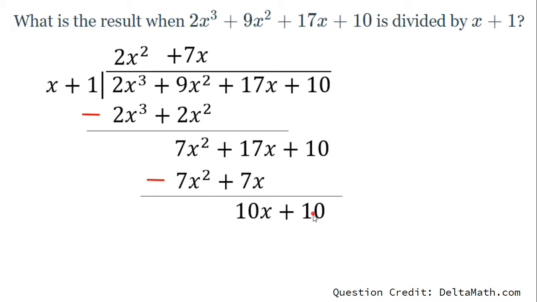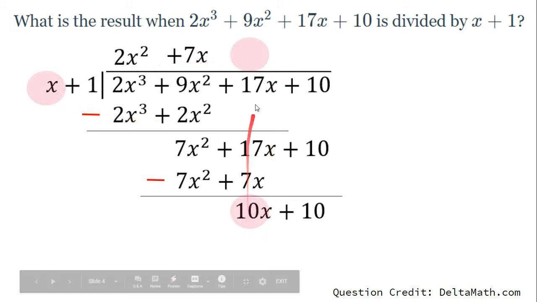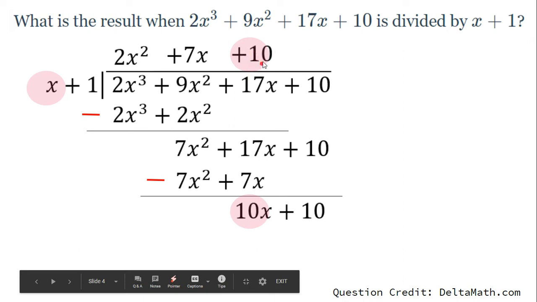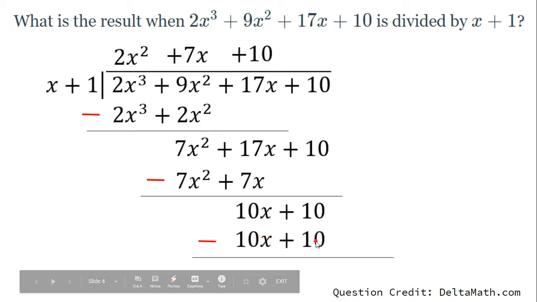We're going to keep going until we can't do this anymore. So now I'm going to say, okay, x times what will get us 10x? Well, that would be a 10. So 10 times x gets us 10x, and then we're going to also multiply the 10 times 1. So in this case, we get 10x plus 10. I'm going to subtract one more time, and 10x minus 10x is 0, and actually 10 minus 10 is also 0. So I'm going to end with a remainder of 0.